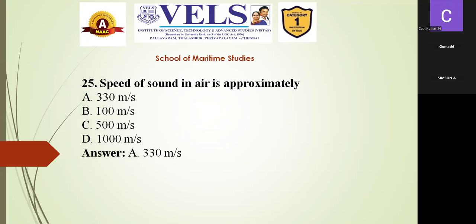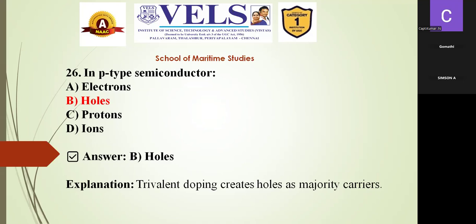Our next question is, speed of sound in air is approximately 330 meters per second. It's a standard concept. In P-type semiconductor, majority charge carriers are holes. Charge carriers are nothing but electrons and holes. In P-type semiconductor, holes are the majority charge carriers and electrons are the minority charge carriers.